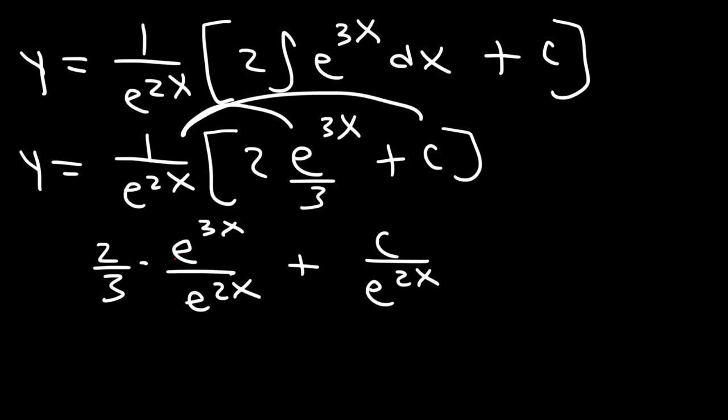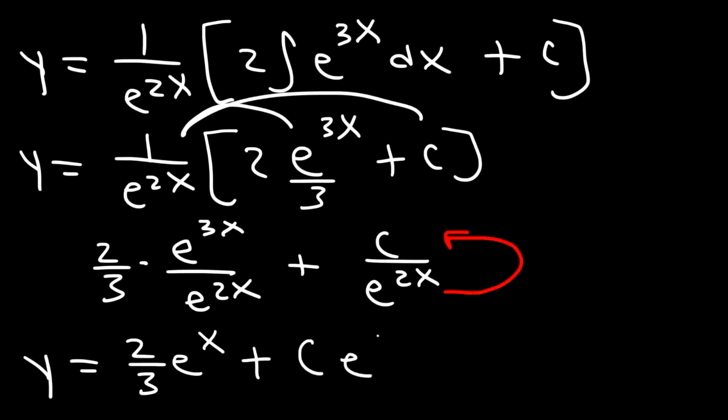When you divide two things with a common base, you need to subtract the exponents. So 3x minus 2x is 1x, or simply x. So we can say y is 2 over 3 times e to the x. And then e to the 2x, we can move it from the bottom to the top. So this is going to be plus c e to the negative 2x. And this is the final answer.